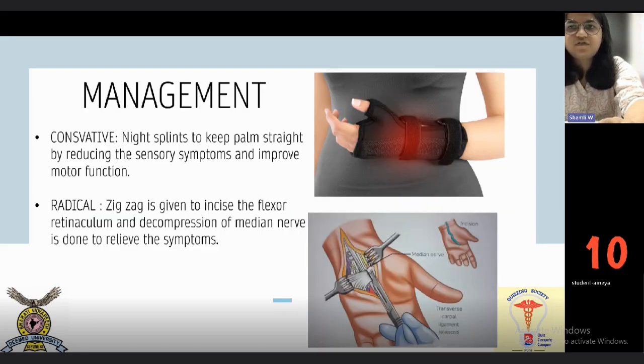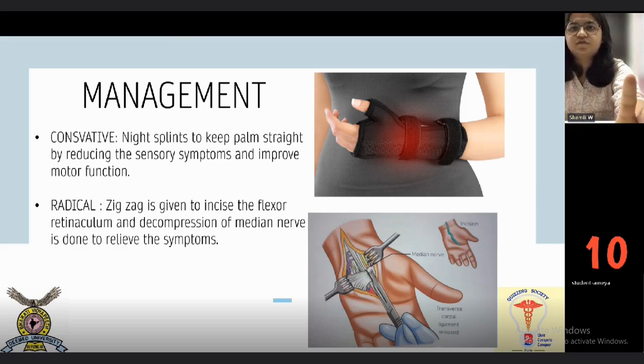Before management, we will try to prevent this by our general precautions, as we told before. We have to keep our hands straight on a surface and not bend them much. Exercise regularly if you are walking for a longer time. Also, in conservative management, we have night splints to keep palms straight, reducing the sensory symptoms and improving the motor function. The patient is advised to put on this night splint while sleeping.